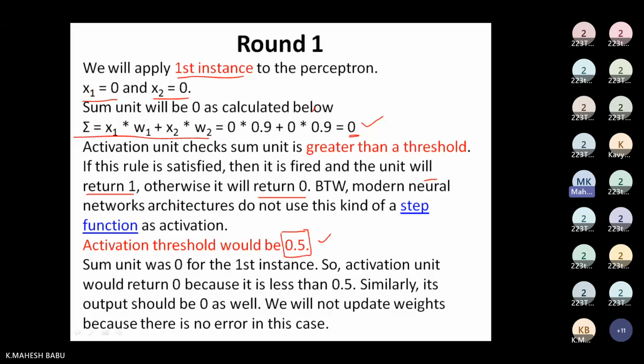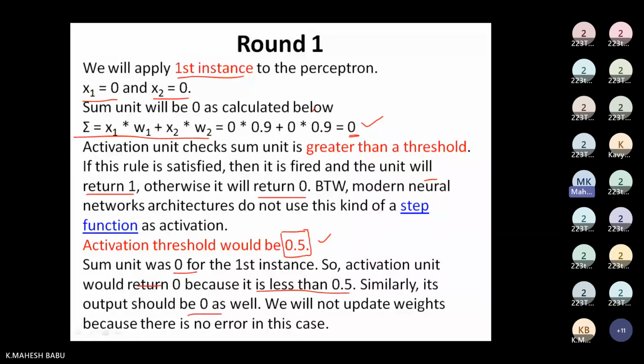So the sum value is not at all more than the threshold value. The sum was 0 for the first instance. The activation unit returned 0 because it is less than 0.5. We are assuming the threshold value of the activation function is 0.5, which is more than the sum value, so I am just returning output as 0. We will not update the weights.